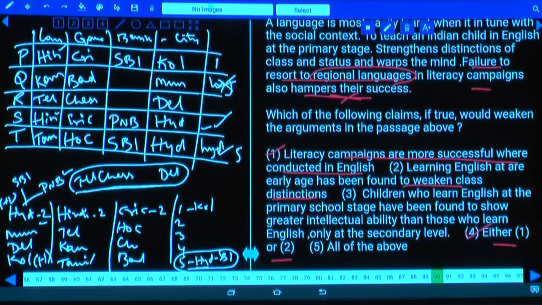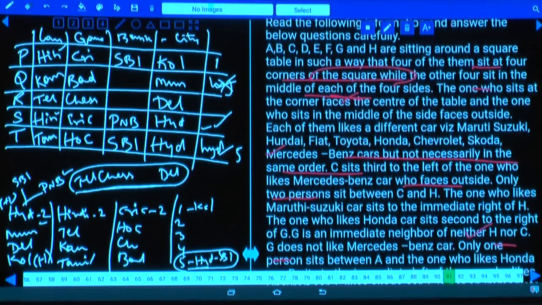Then the next one, question numbers 91 to 95. Yes, so how many of you have done this one, question numbers 91 to 95?